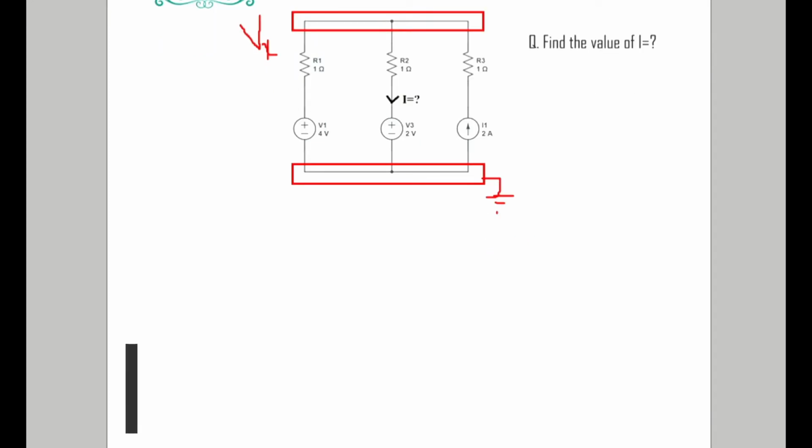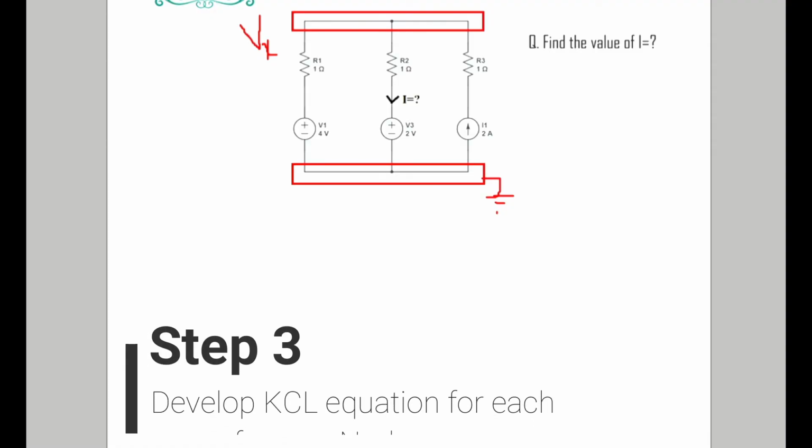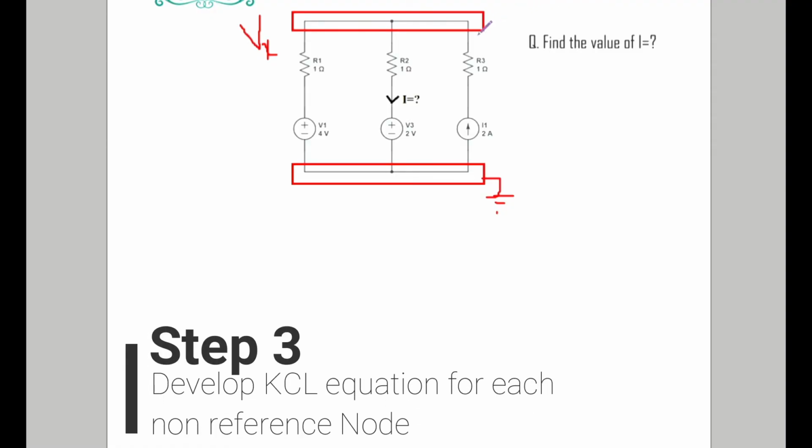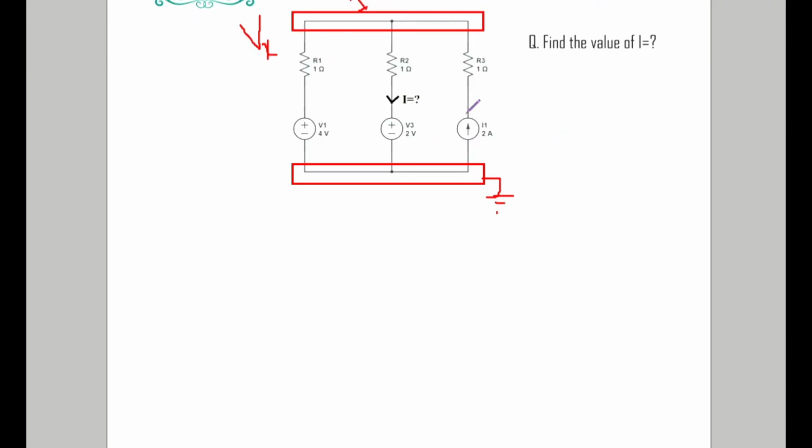The third step is to develop a KCL equation on each non-reference node, and by non-reference node I mean this node only. There is only one non-reference node over here, so we will develop a KCL equation on it. And we will also consider another thing: we will consider all currents are going out.